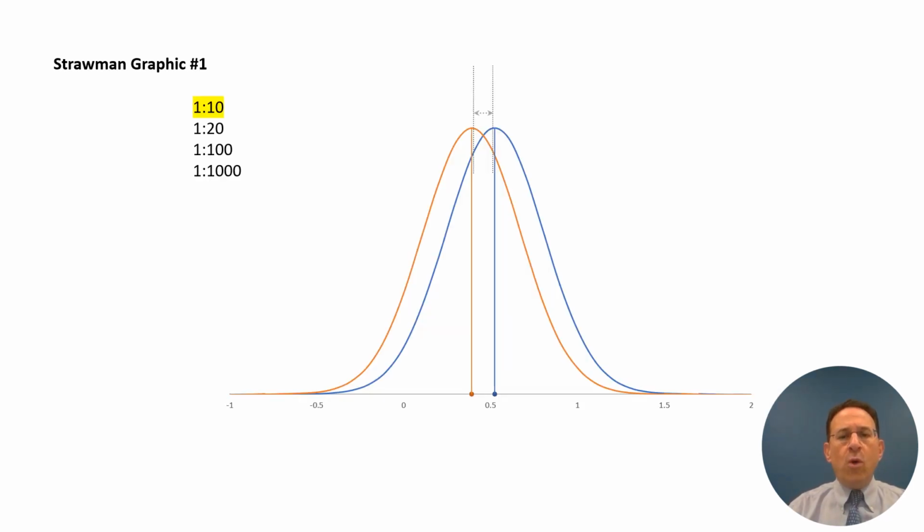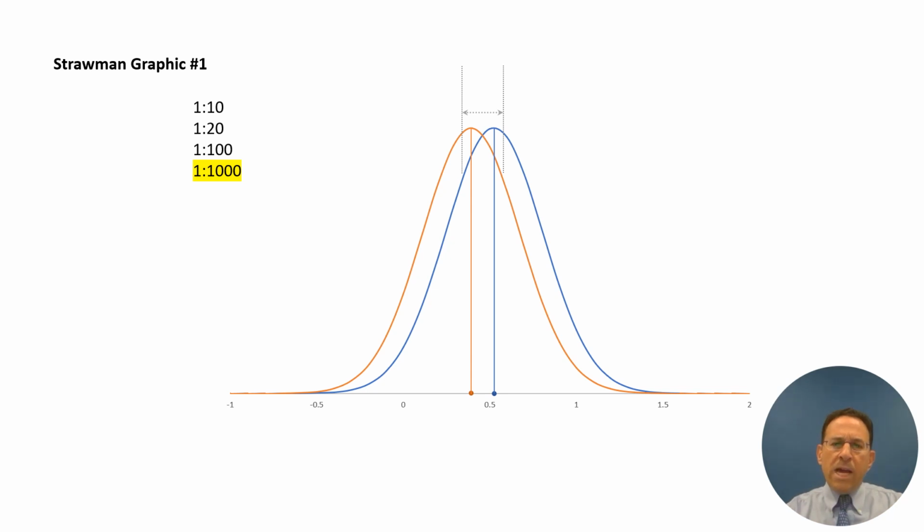The first was overlapping data distributions. And what you see here is a pair of data samples, one in orange, one in blue. The mean of each data sample is indicated by the vertical line dropping down to the base. And then there's this set of gray lines near the top with an arrow separating them.